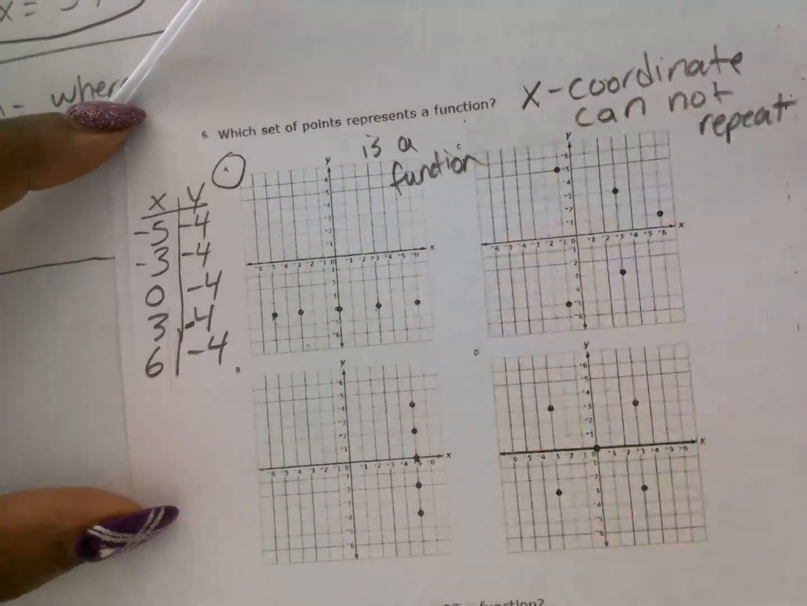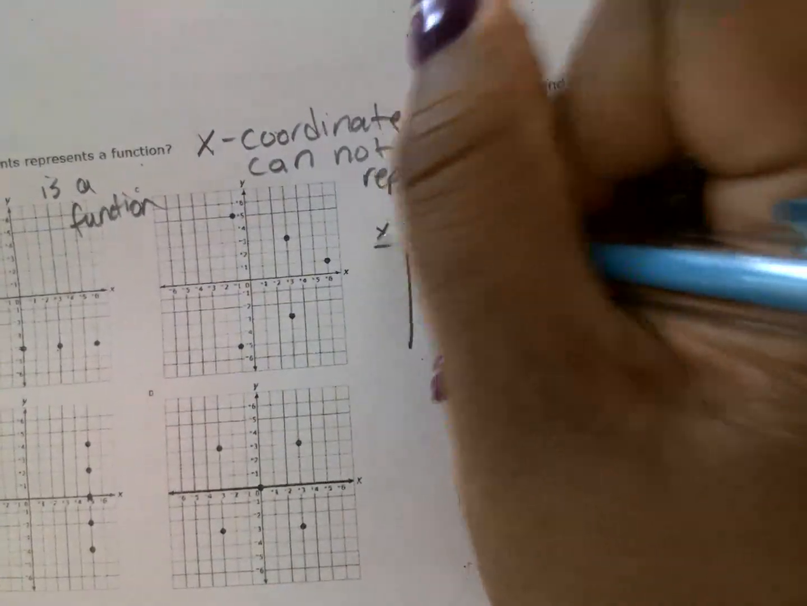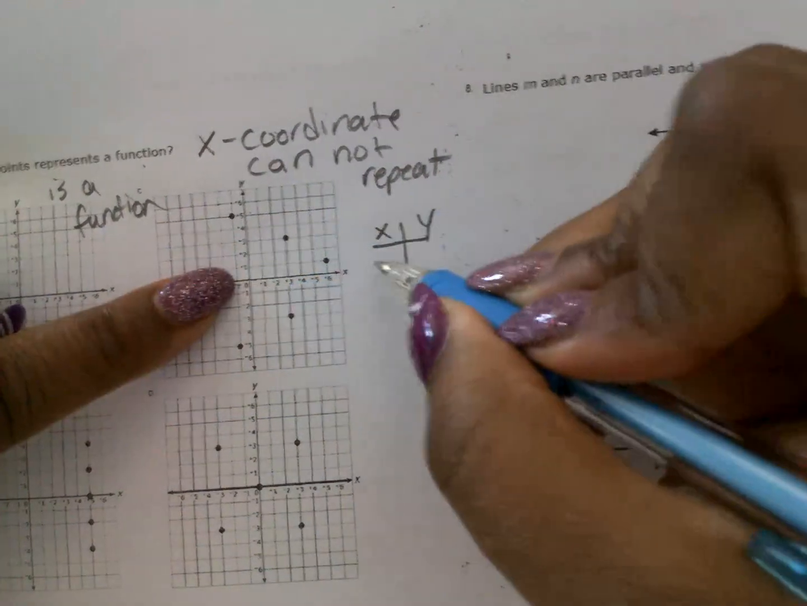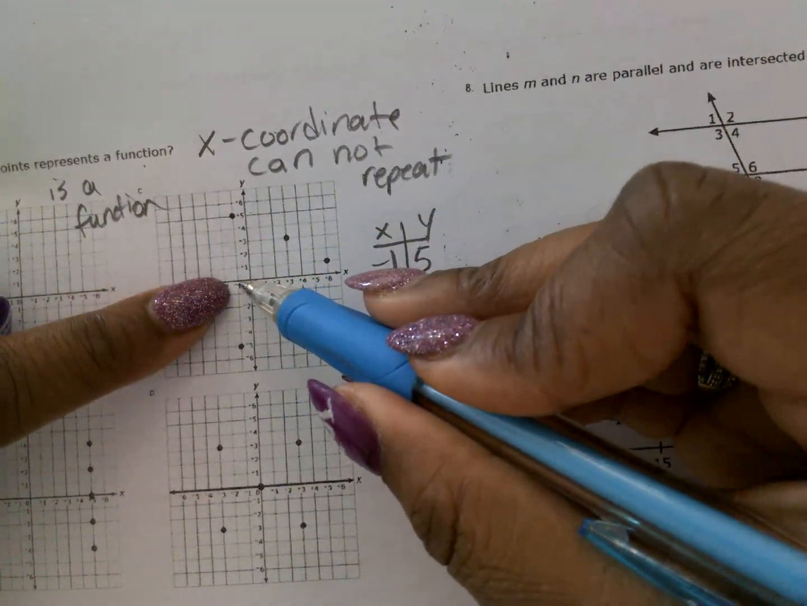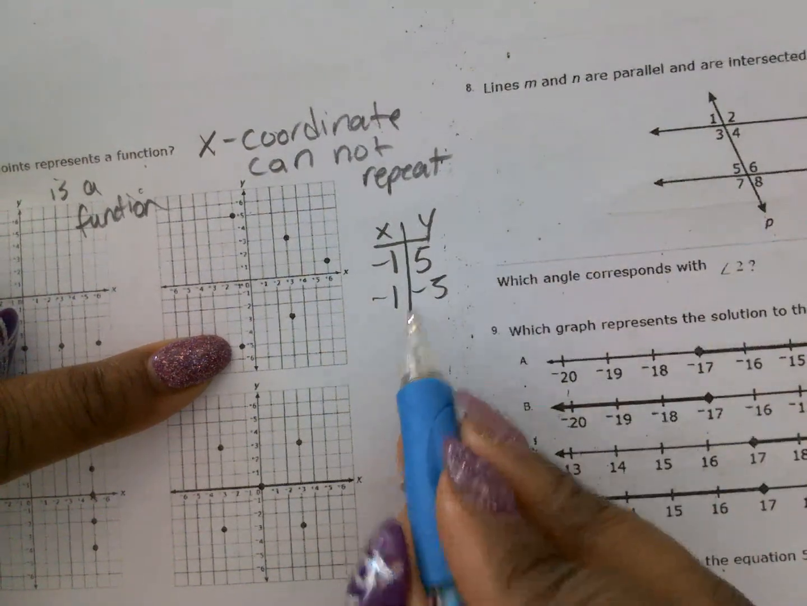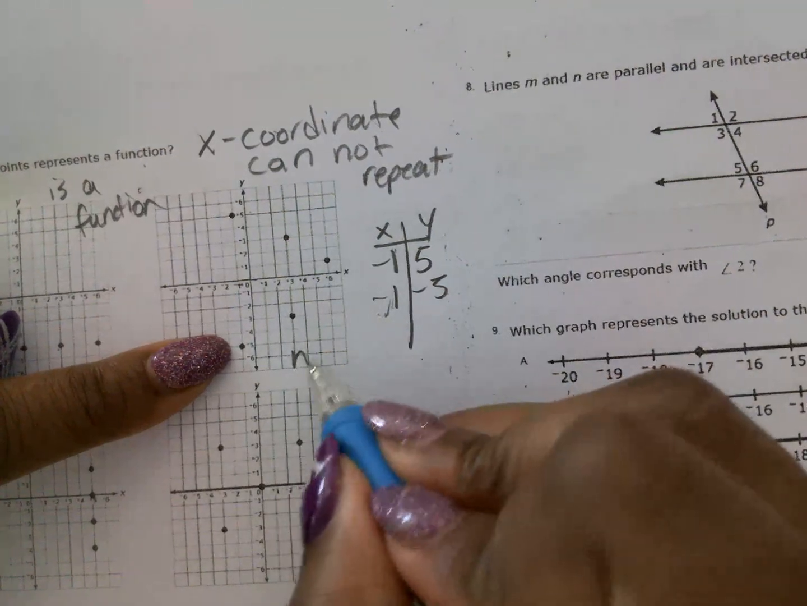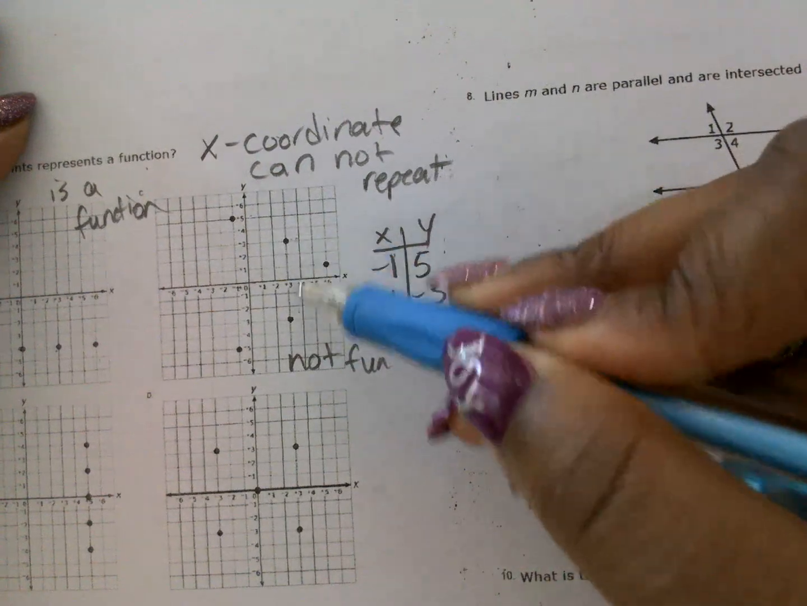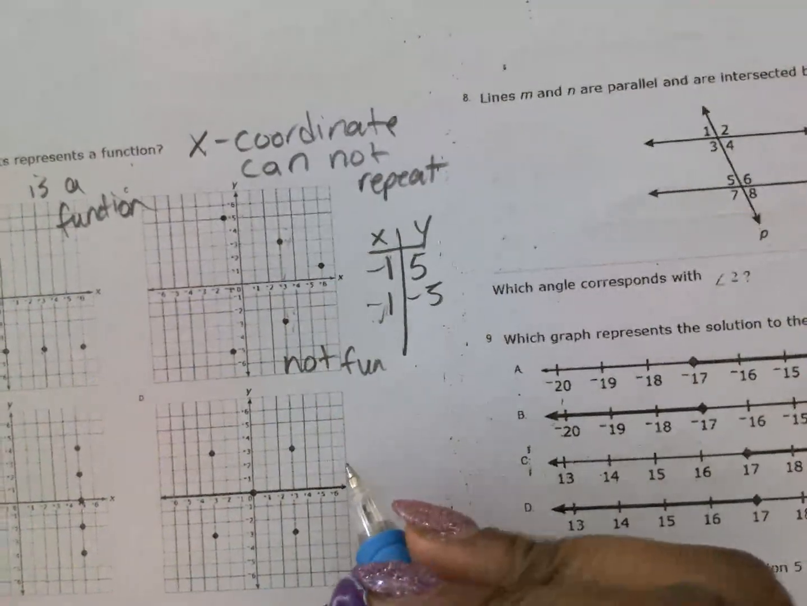Okay? Now, looking at these ordered pairs here, this ordered pair, go over, this is -1 and up 5. This is -1 and down 5. Look, already, you see how these x's repeat? Already, this is not a function. Also, look at this. Also, these two have the same x coordinate, okay? So that's not a function.